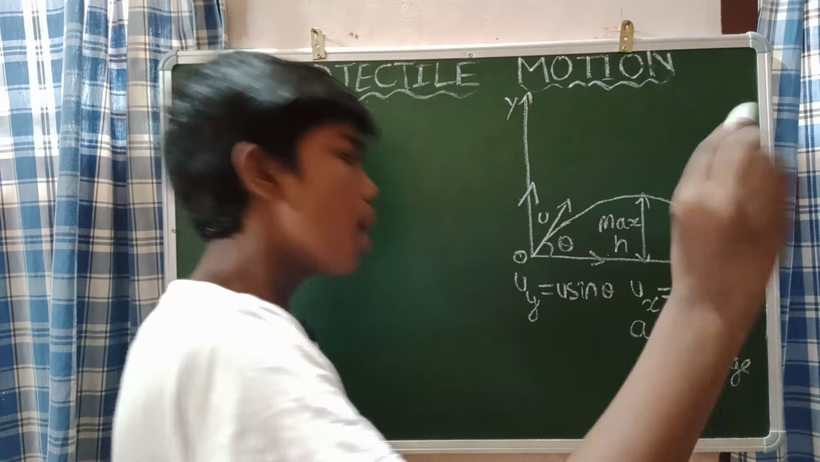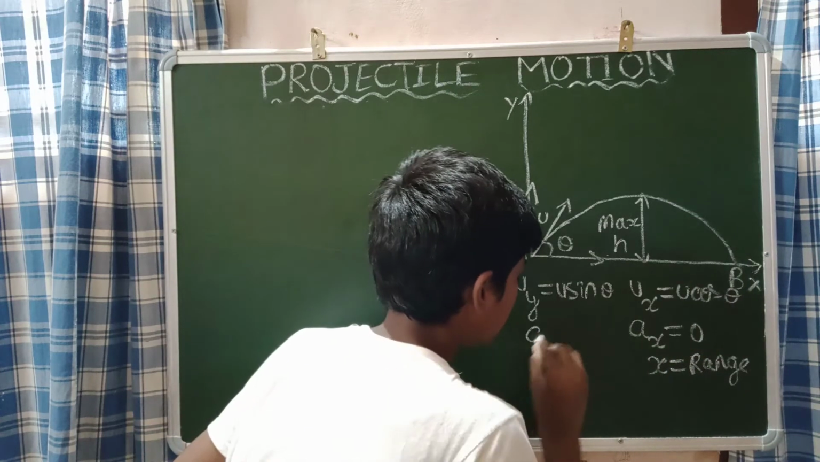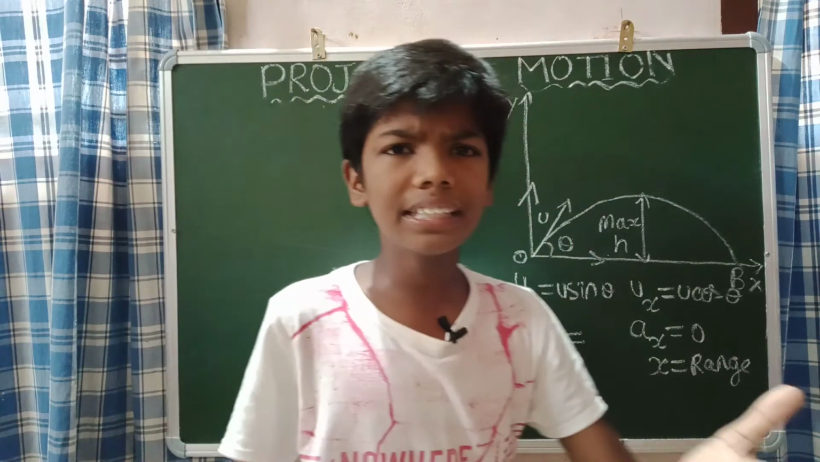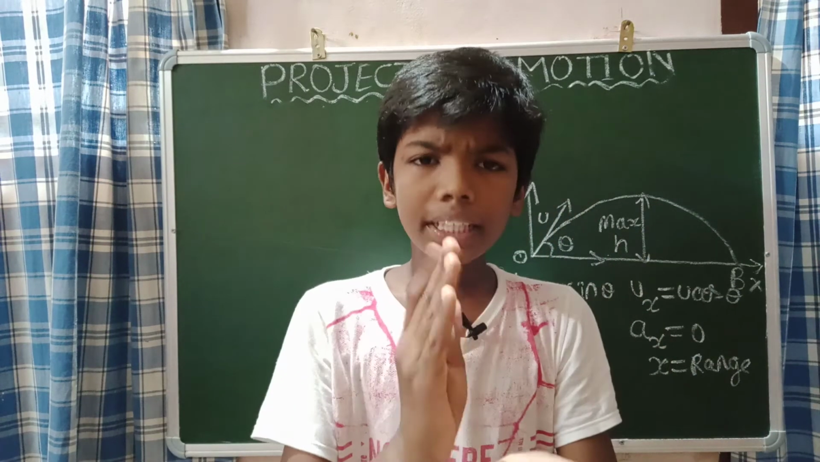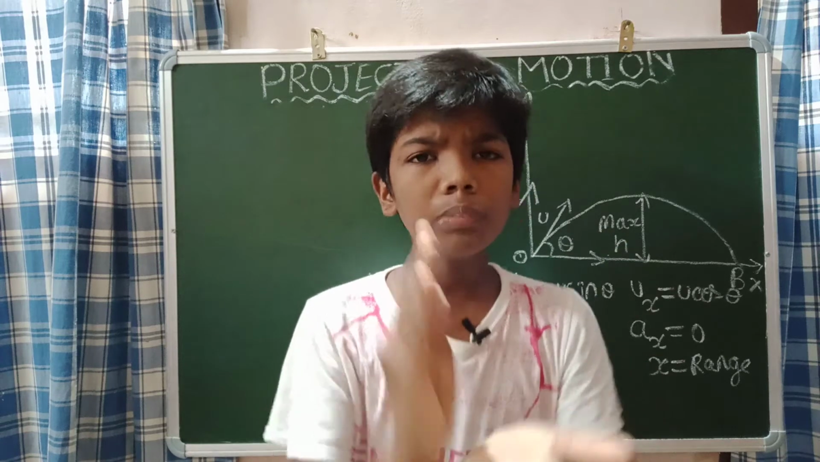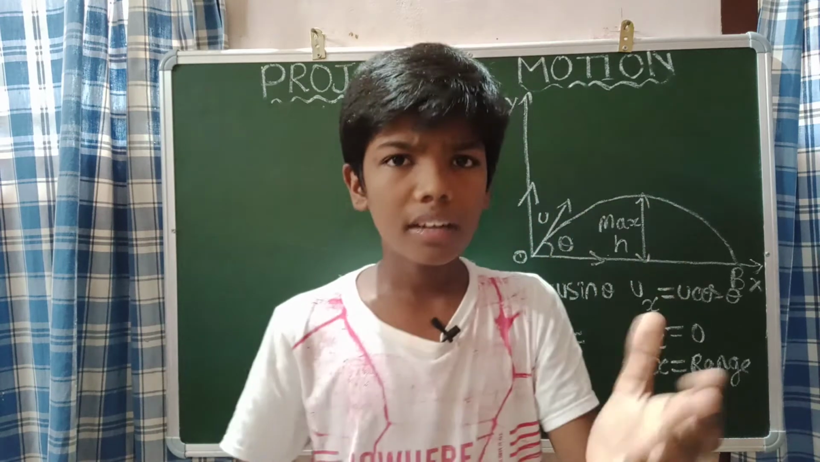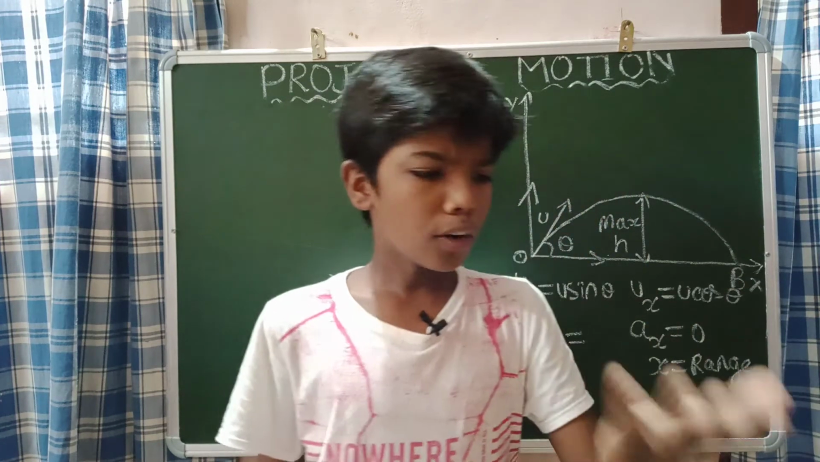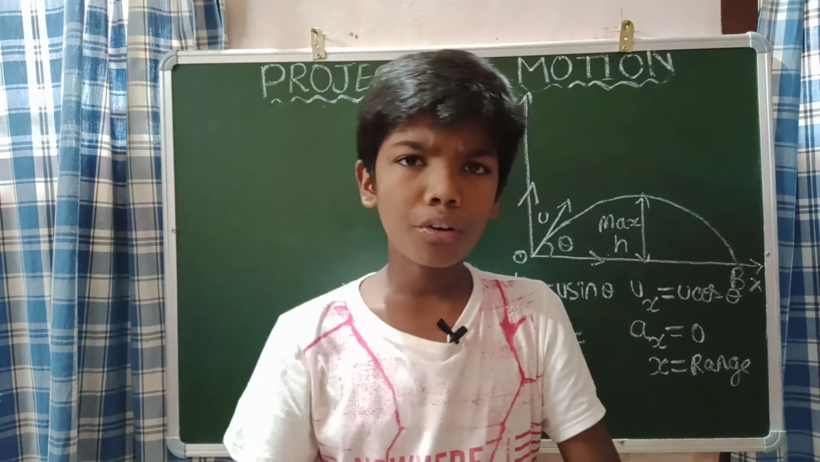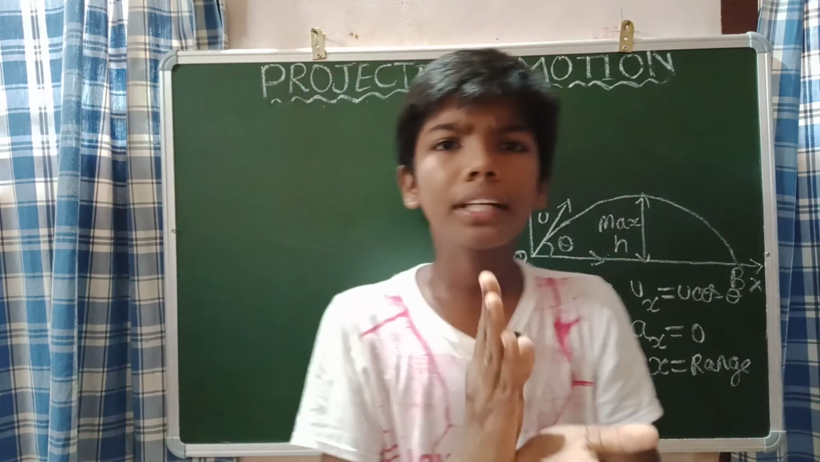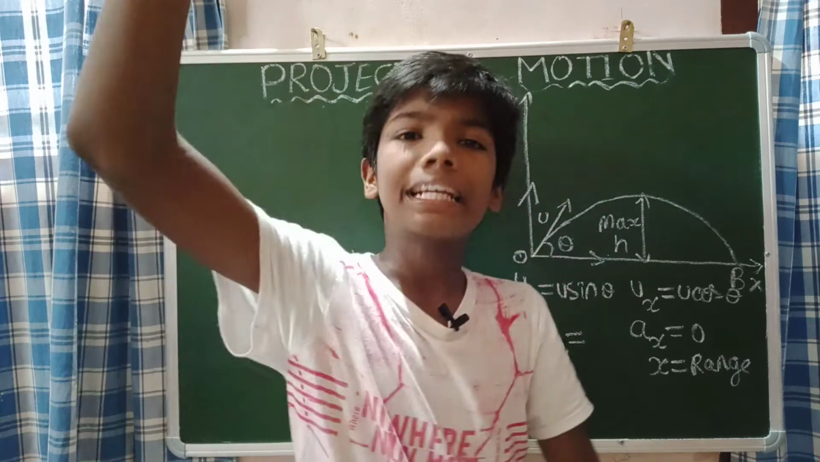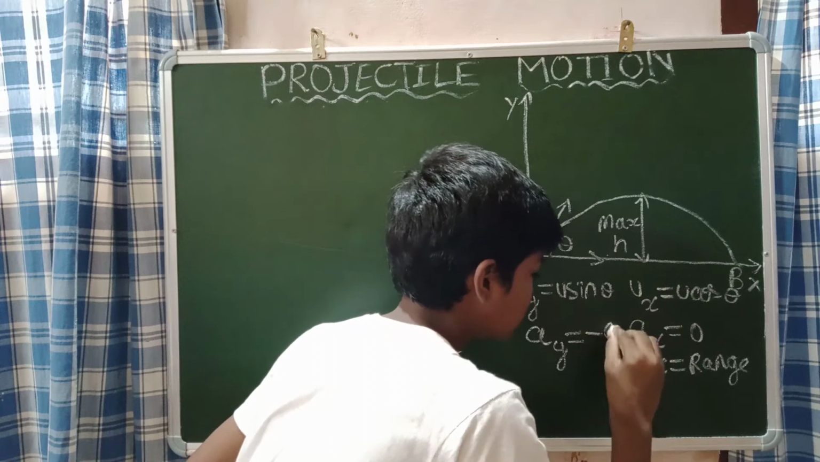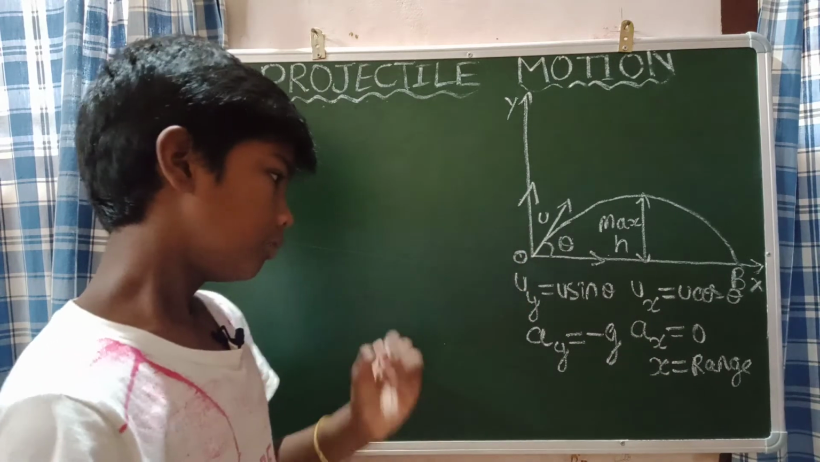Now tell me guys, what will be the y component of acceleration? Tell me the magnitude of that. We know that in projectile motion, the object is going to move upward only, and the acceleration acting on that particle will be the acceleration due to gravity. We know that gravity acts downward only, but in projectile motion the object is moving upward, which is the opposite direction of gravity. So we can say the y component of acceleration is minus g, guys. Minus g. This is what we need to understand.